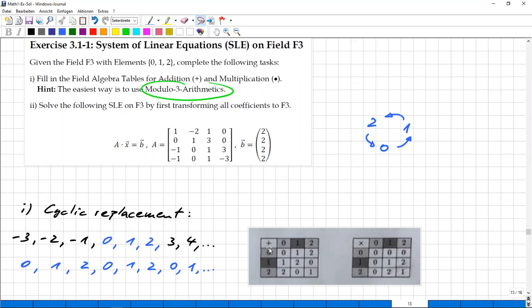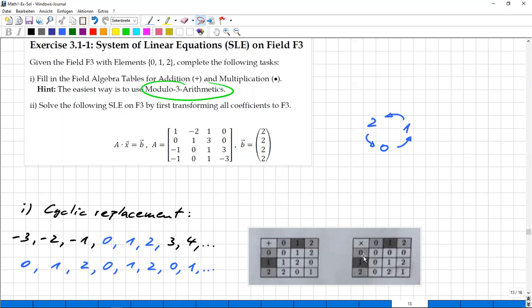Okay. But then if I add 2 plus 2, I would get 4. And since 4 is out of range, I just look how far it is outside the range. So you could say 0, 1, 2, 3, 4. You see what I mean? I just go around this circle and say 0, 1, 2, 3, 4. So 3 is 0 again, and 4 is 1 again. It cycles. So instead of 4, I'm putting 1 here.